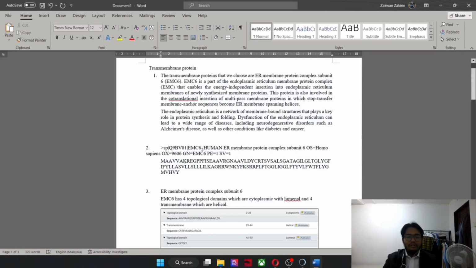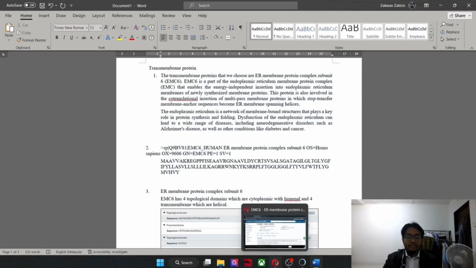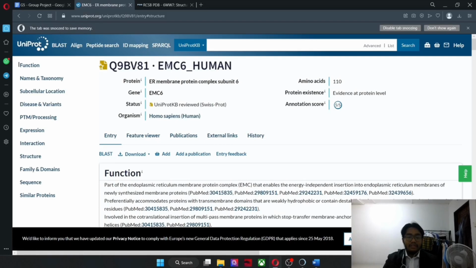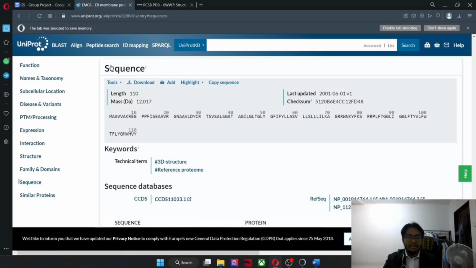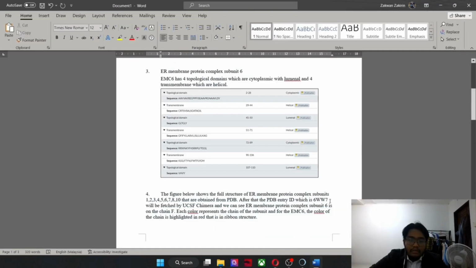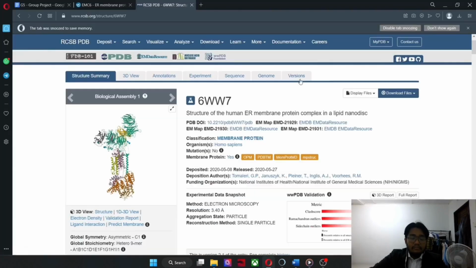For the FASTA sequence, we got it from UniProt, which is here for the EMC6. This is the FASTA sequence of the EMC6. Next, for the domain and binding site, EMC6 has four topological domains, which are cytoplasmic and luminal, and four transmembrane, which are helical.